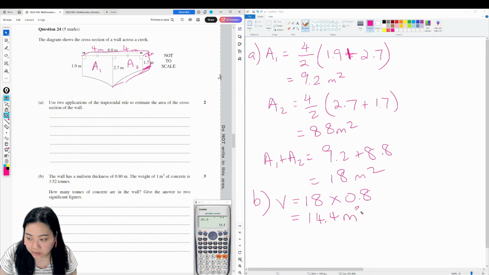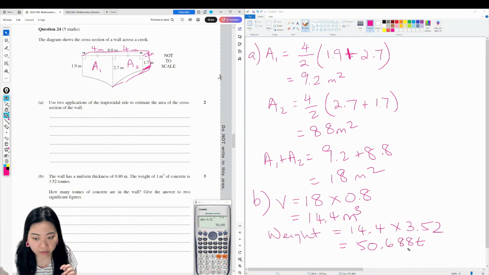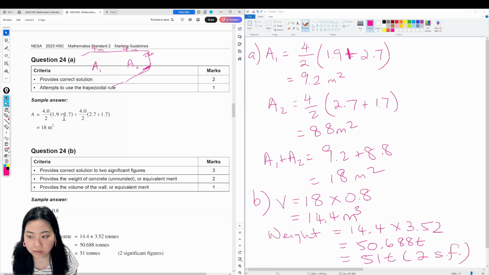14.4 cubic meters. And concrete is 3.52 tons per cubic meter. Therefore, the weight of the concrete is going to be 14.4 times 3.52 tons. It's going to be 50.688 tons. However, they want it to 2 significant figures, which is going to be 51 tons to two significant figures. Let's check the answers. A, 18 square meters. B, 14.4 cubic, 51 tons.